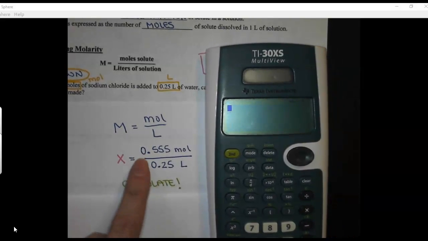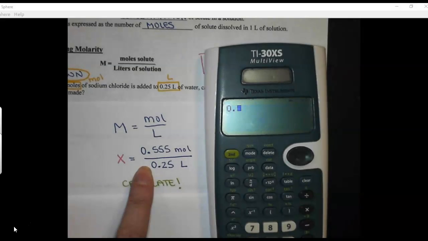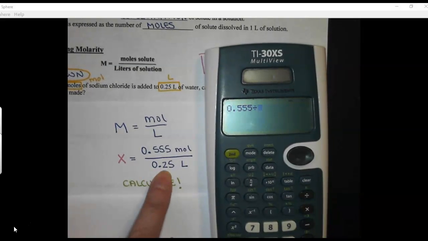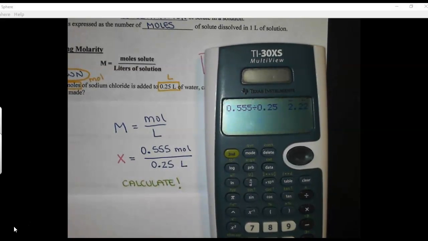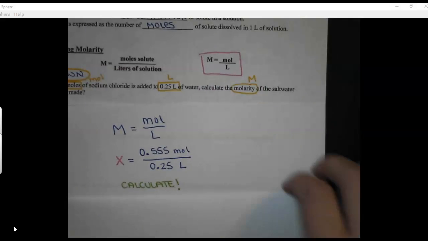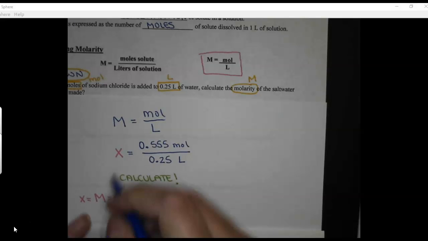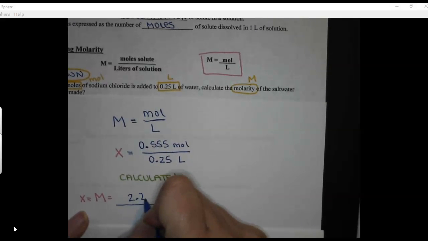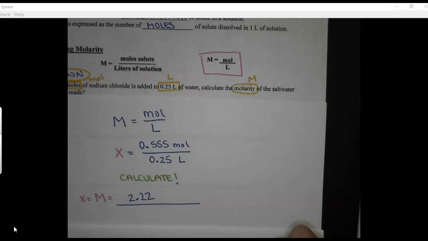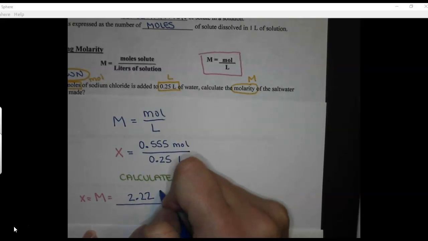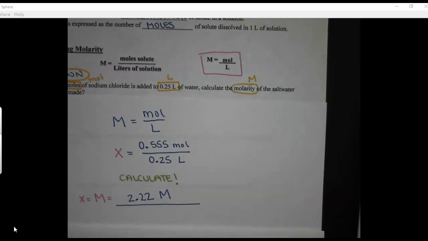All right, top divided by bottom. 0.55 moles divided by the bottom, 0.25 liters, would give me a molarity of 2.22. Okay, so I would say X equals molarity equals 2.22. Now the unit for molarity is just capital M, molar. Usually we don't want you putting units in your answers in the homework checks, but 2.22.